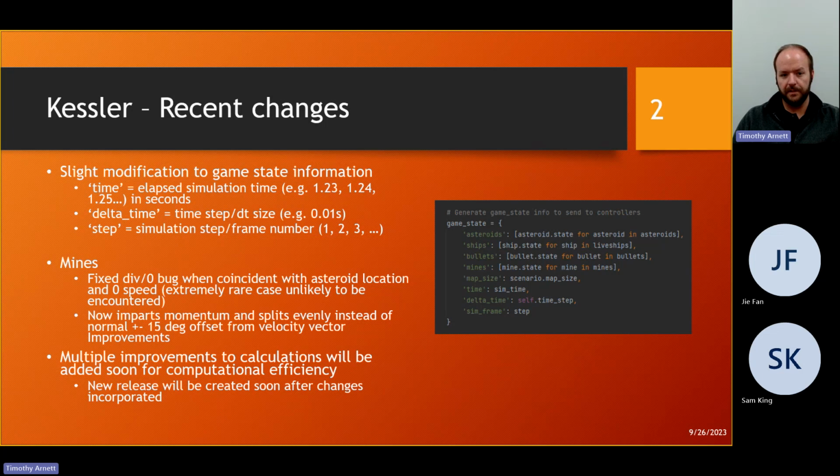Delta time is simply the time step size or the DT size. So in this example, 0.01 seconds. And that is calculated directly from the frequency, which you can set when you instantiate the game object. And then step is just the simulation step number or the frame number. It starts at 0 and then just increments 1, so it's an integer value.